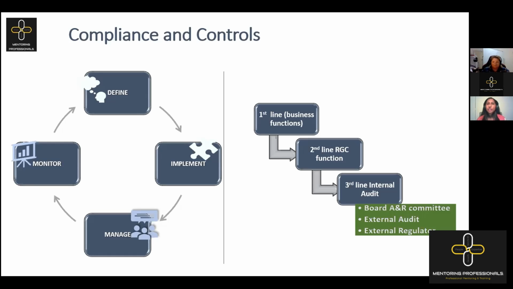They also need to provide assurance to the outside bodies in the company. So you need to provide assurance to your board audit and risk committee. They need to provide assurance to the external auditors, and they need to provide assurance to maybe an external regulator. They also play that role of interfacing with those external bodies on the company's behalf.